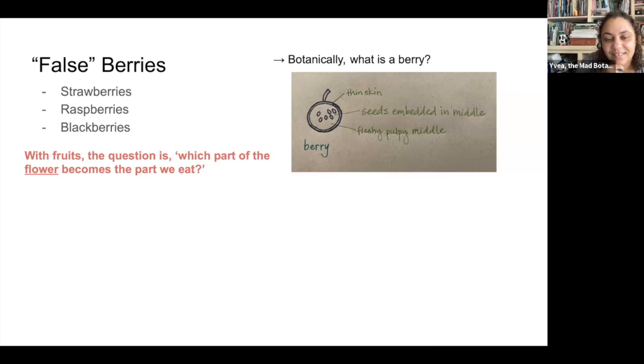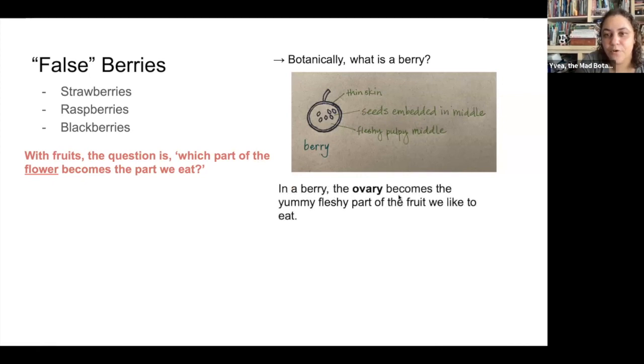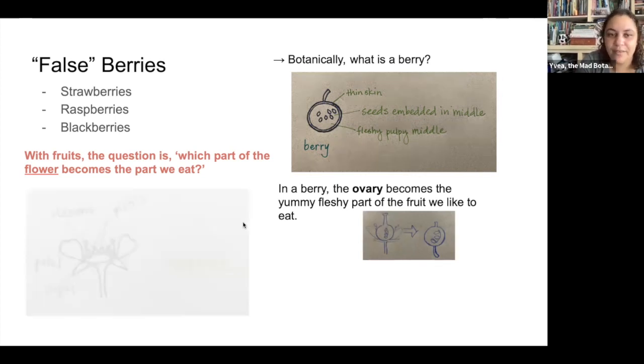The seeds are on the outside. Yep, that's a big one. They're on the outside. And also the main part, the main yummy goodness of the strawberry that we eat, is not made from the pistil. So in a berry, the ovary becomes the part that we like to eat, like that. Even though I drew my pistil way too big on here, whatever. So that's sort of what happens in a berry.